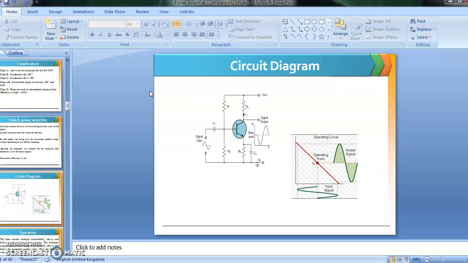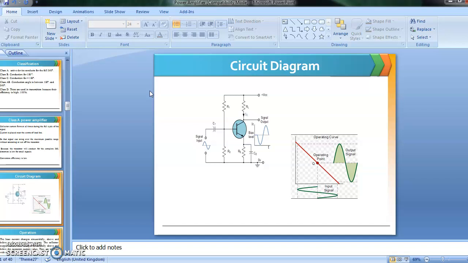So this is the circuit diagram. The basic voltage divider bias of the CE amplifier will act as a class A type. Here the input is given to the base of the transistor. The output is taken from the collector side of your transistor. R1, R2 will arrange the voltage divider bias. Next, RE is nothing but a feedback resistance.